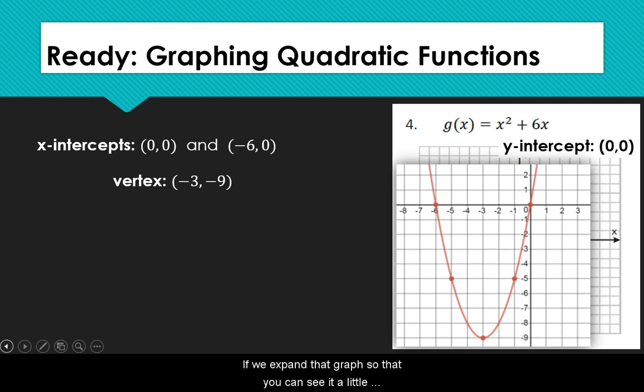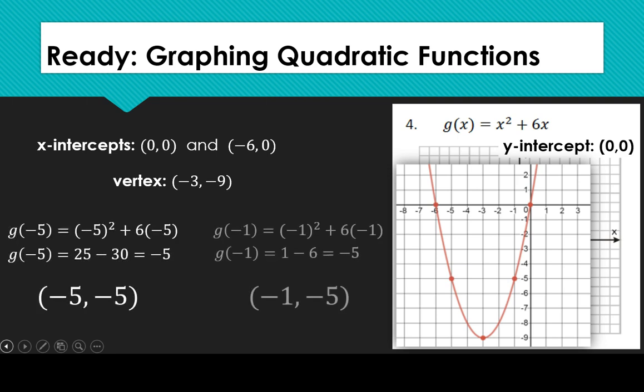If we expand that graph so that you can see it a little clearer, we can also see that we have a point at -5, -5, and -1, -5. Again, for any point, we can simply replace our x values of our function with the x value that we want to plot. So if we want to plot -5, we can substitute the x's with -5 and simplify to get our y value. Same thing for -1. If x is -1 and we replace our x values with -1 and simplify our function, we get -1, -5.